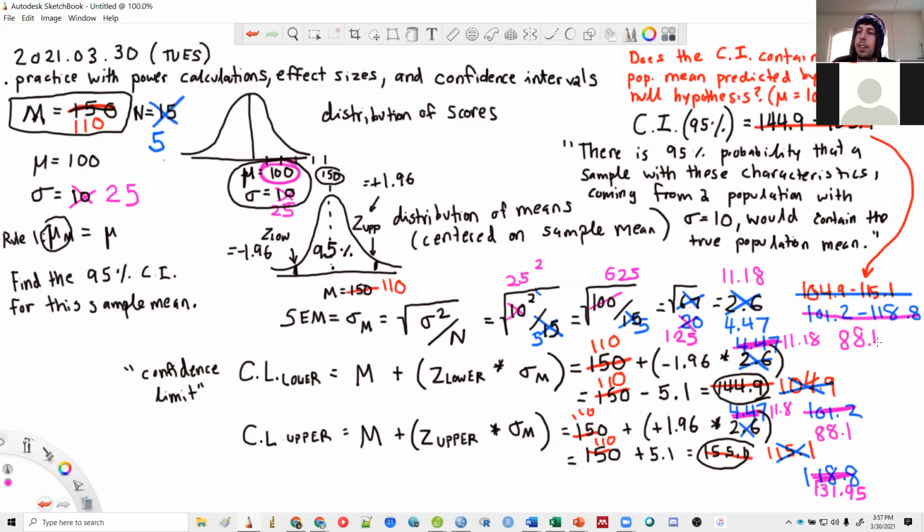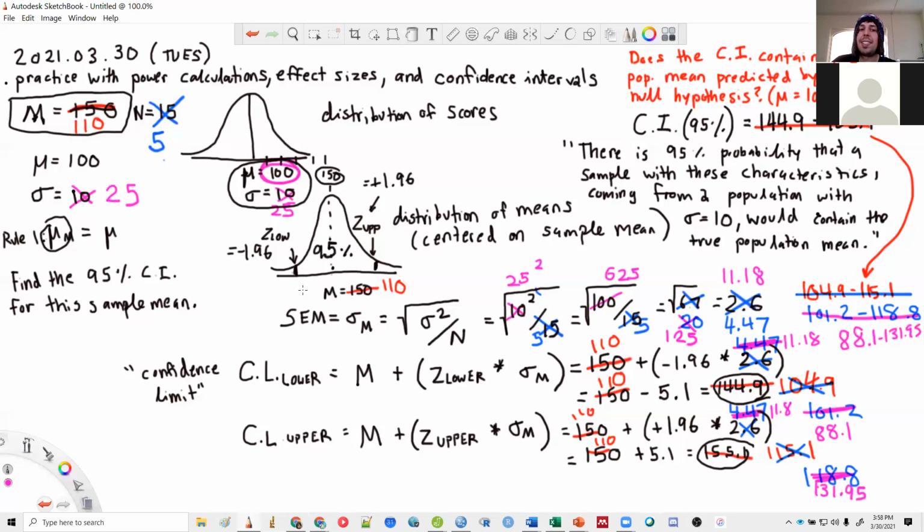And if we were doing a, what's it called? A z-test of a sample mean hypothesis testing procedure for a sample mean of 110 with a sample size of 5, with a null hypothesis distribution with a mean of 100 and a standard deviation of 25, we would fail to reject the null hypothesis. I can just tell you that for sure.